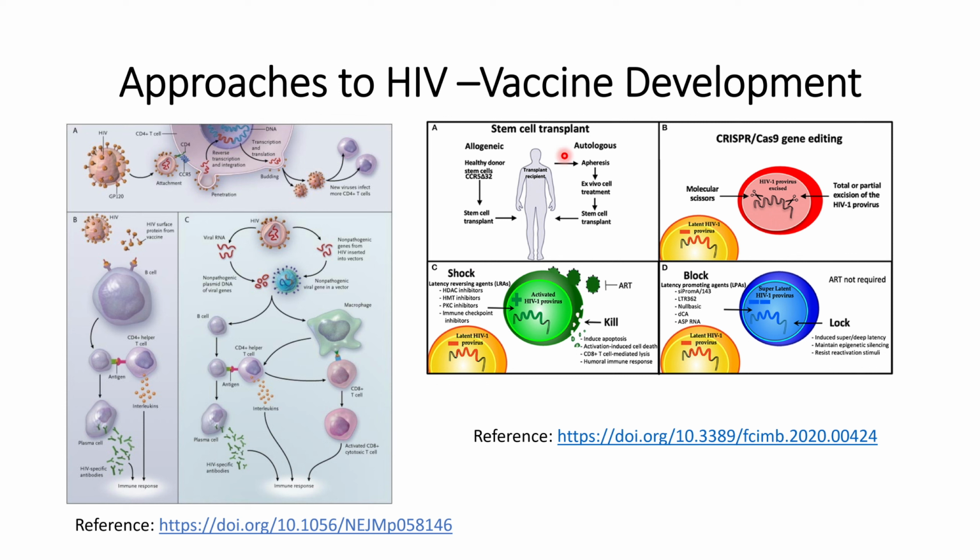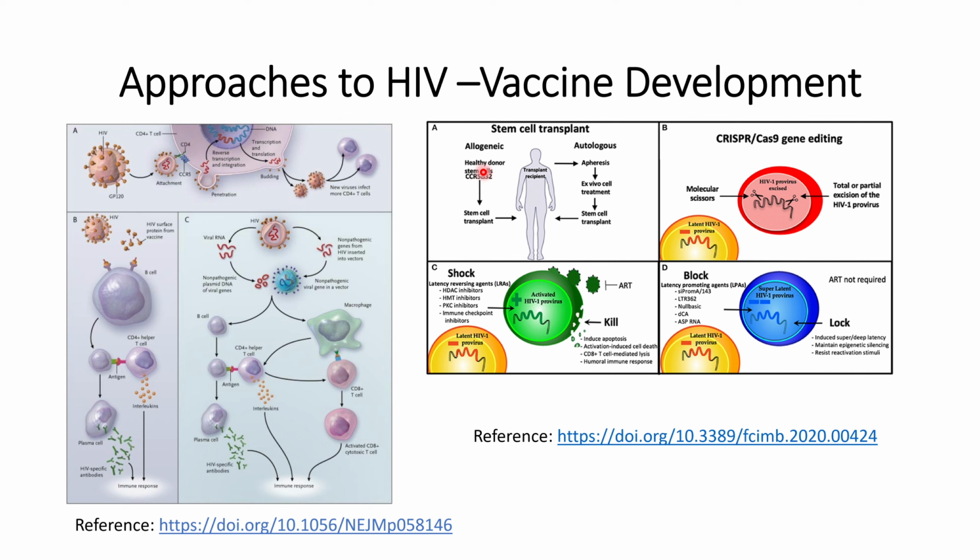The first one is the stem cell transplant. What happens in this? With the help of apheresis, plasma of the infected patient will be taken and ex vivo treatment will occur, and by silencing the gene that is integrated into the host cell and is responsible for HIV virus formation, they can again transplant these cells into the patient. In another case, what is the allogenic case? Autologous case is using the patient's own stem cells. Allogenic case is using another person's stem cells.